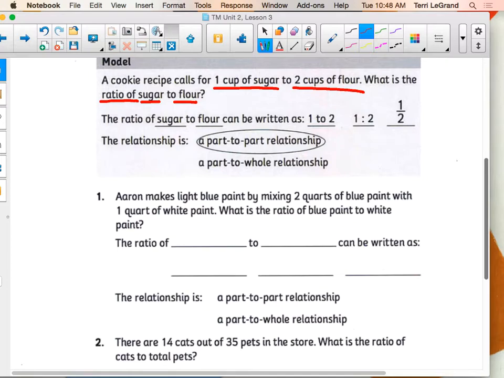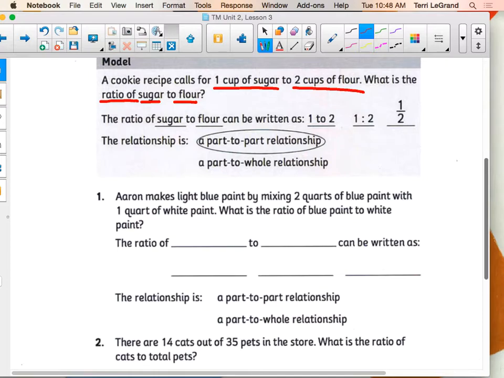And why is this a part-to-part relationship? How would you justify to somebody that a cup of sugar compared to 2 cups of flour is a part-to-part relationship in a cookie recipe? Or tell me how you can make it a part to a total, a part to a whole. How could you do that?